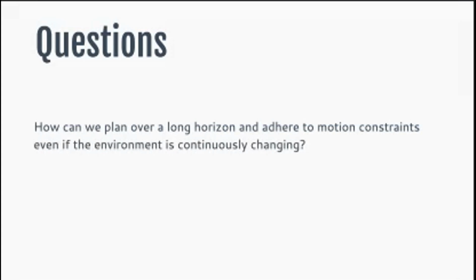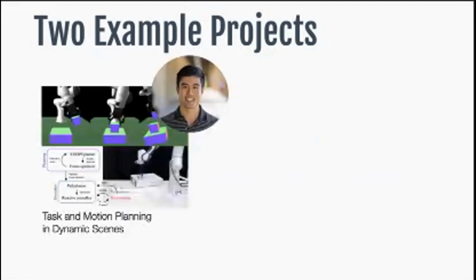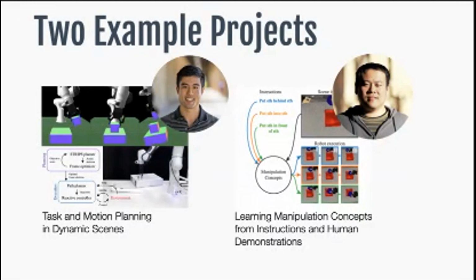And specifically in our work, we are interested in how we can do that even if the environment is continuously changing. And the other question I particularly find interesting, and I'm sure many are interested in as well, is how we can scale up task and motion planning to more than just a handful of primitive actions. And to look into these questions, I'm going to present two example projects. One is by my student Toki Mikimatsu on task and motion planning in dynamic scenes, and one, where the first author is Lin Xiao, is on learning manipulation concepts from instructions and human demonstrations.